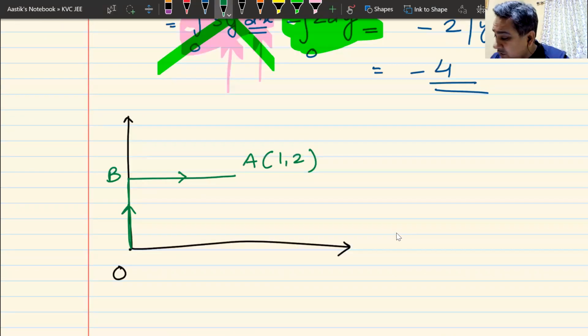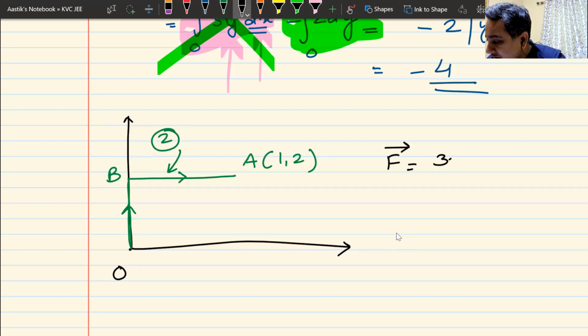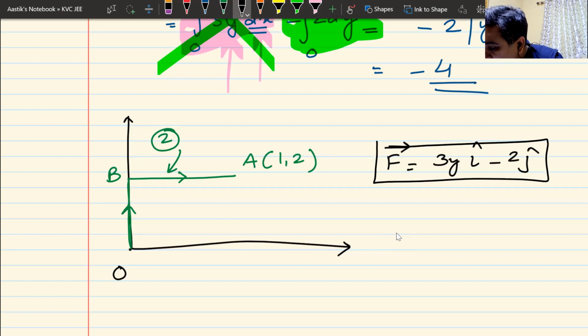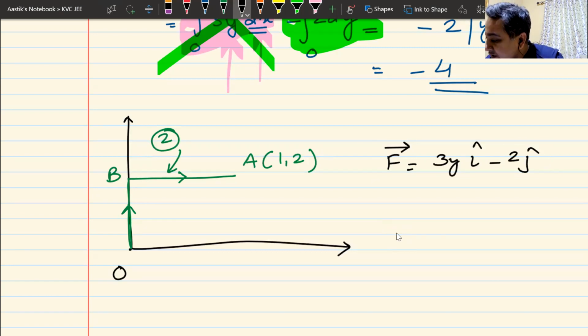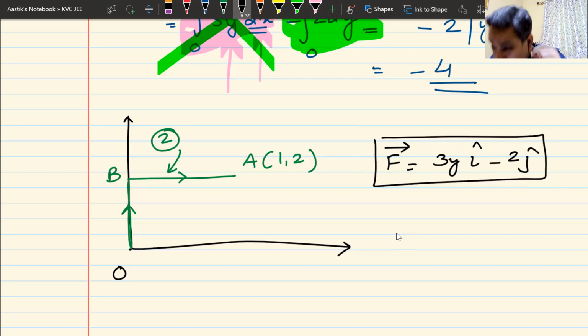Now you have to find the work done along this green path. Remember, the force that I have given you is 3yi minus 2j. I will now give you time to redeem yourself. Redeem means try the question and do it with your own hands, beta. I am insisting on this, because for JEE you might be able to clear it without even moving your pen, since it is simple.